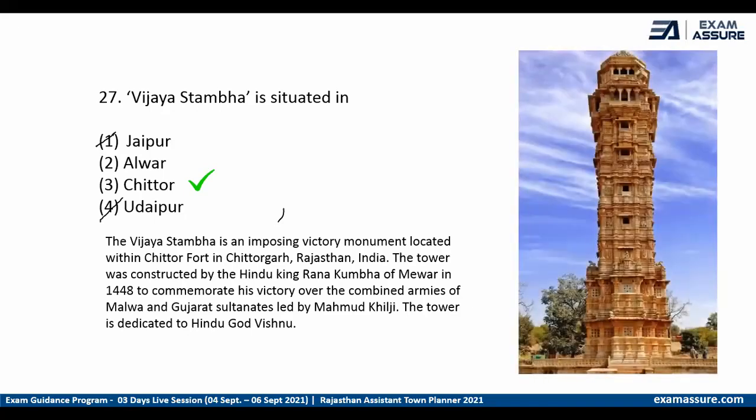Let's move on to the next question. Okay, the picture is here, sorry. Okay, so this is the Vijay Stamp. Now let's move to the next question.